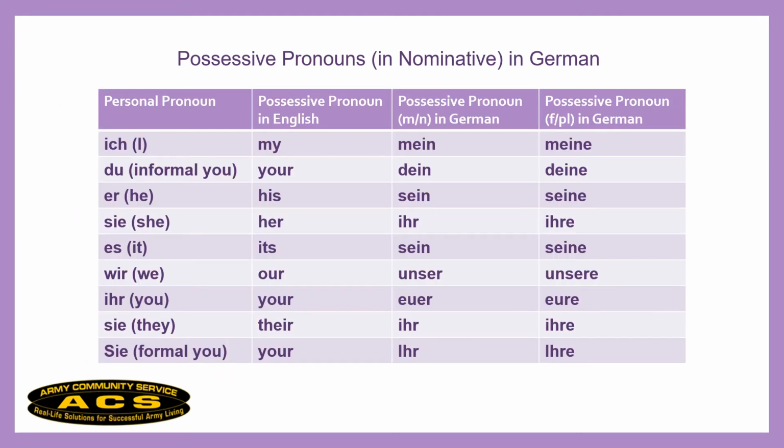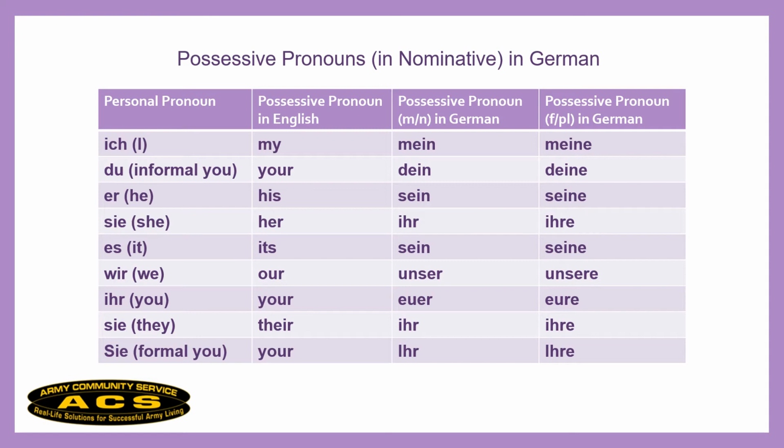This table is supposed to give you an overview of the possessive pronouns. Let's look at the left side first. The first column that you see on the left are the personal pronouns. In English, that would be I, you, he, she, it, we, you, they. Like for example in I'm going shopping or I see you. In German, they're called ich, du, er, sie, es, wir, ihr, sie.